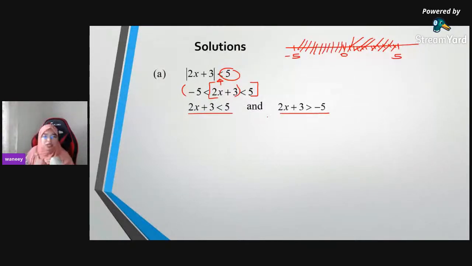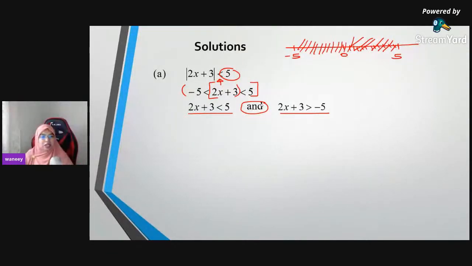So one on the left hand side, one on the right hand side. However, the way we read this inequality is that 2x plus 3 should be greater than negative 5 and 2x plus 3 should be less than 5. So sebab tu masa kita buka inequality, kita mesti kena tambah perkataan and. That means we're going to solve the left hand side and then we're going to solve the right hand side. We're going to combine them together in one number line and we're going to find out what is the intersection. Sebab and tu tadi maksudnya dia kena satisfy kiri, satisfy kanan.